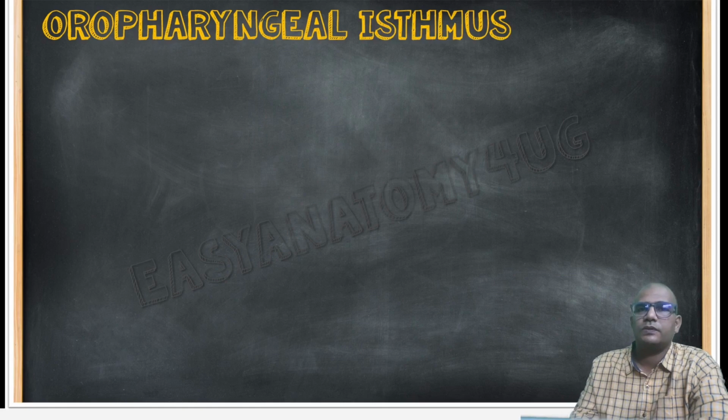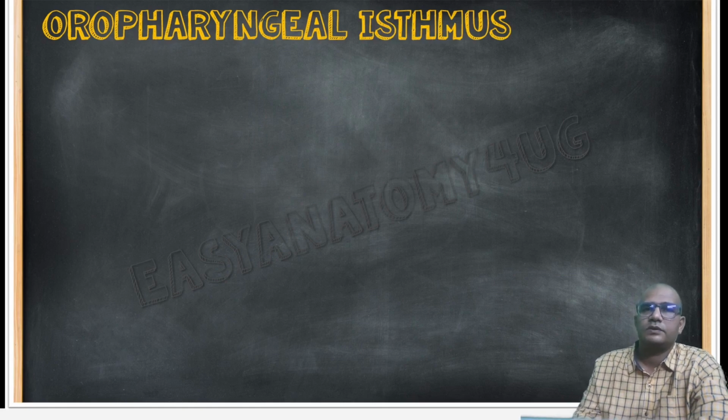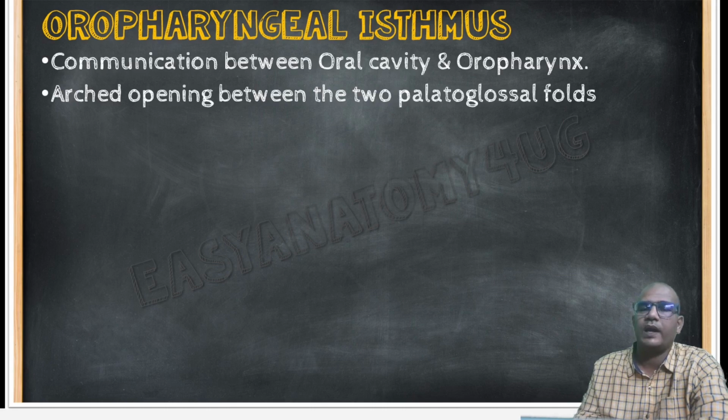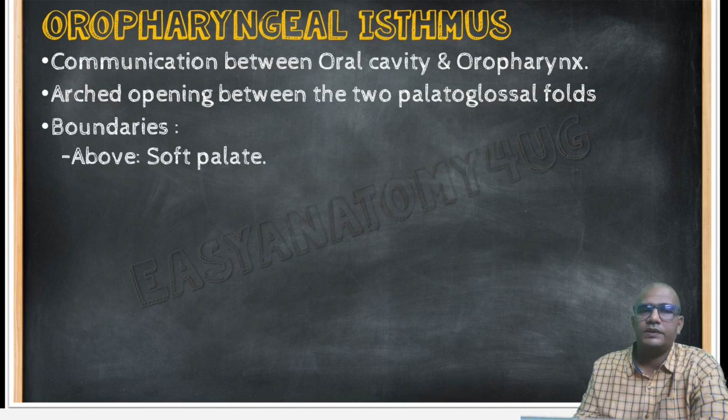Now let us discuss what is oropharyngeal isthmus. From the diagrams, it is very well established what exactly oropharyngeal isthmus is. We have already discussed it. It separates oral cavity from the oropharynx. So it is the communication between oral cavity and oropharynx. It is an arched opening between the two palatoglossal folds. This is another way we can define the oropharyngeal isthmus. What are the boundaries? Above it is the soft palate, below it is the posterior one-third of the tongue.